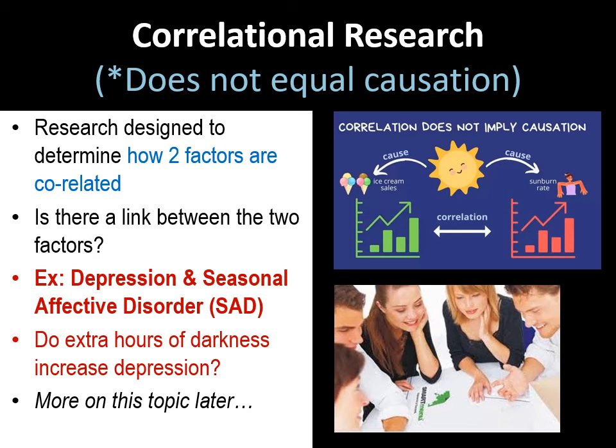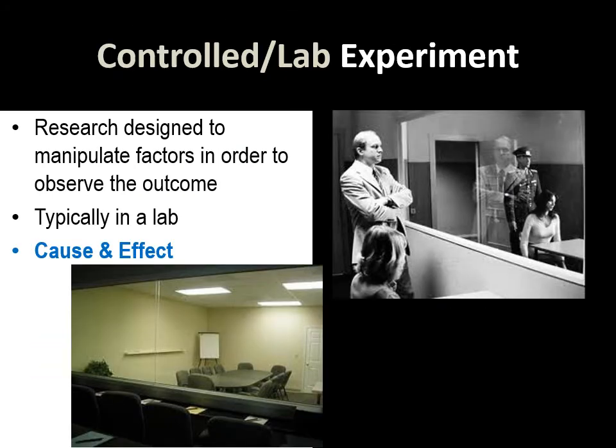Like when we study depression and seasonal affective disorder, which we call SAD, are more people depressed in the winter when we have extra hours of darkness? Or are more people depressed in countries that have extra hours of darkness? And would we see a correlation between that X and that Y? Now, again, we're not manipulating anything, we're not changing anything. We're really just observing two things that have happened.